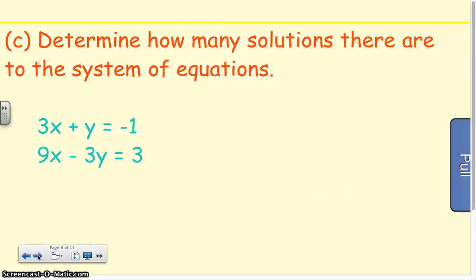All right, next example. Determine how many solutions there are to this system of equations. Looking at these, I want to try to cancel out my x's or my y's. My eyes go right away to this plus y and minus 3y. So I see I wouldn't have to distribute a negative at all. So I'm just going to times this top equation by 3.